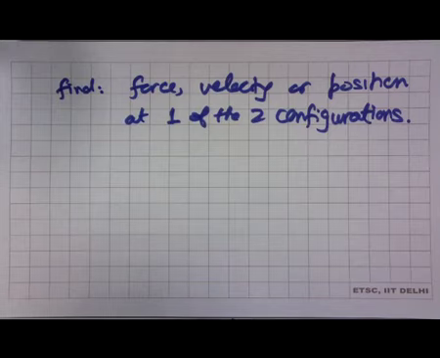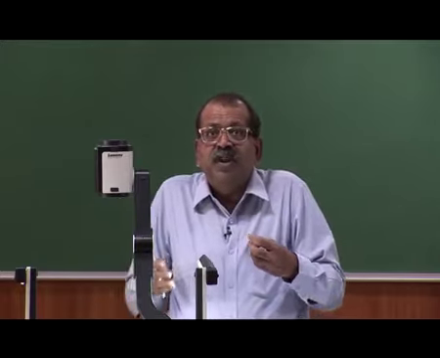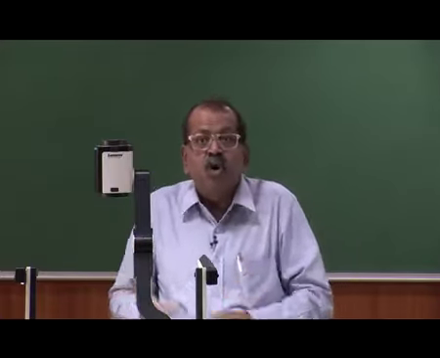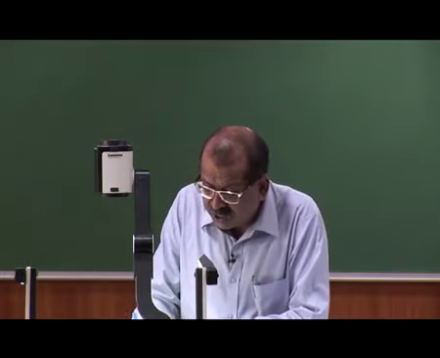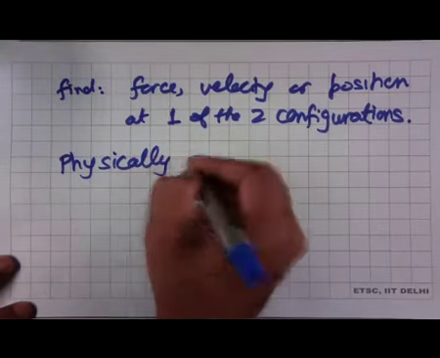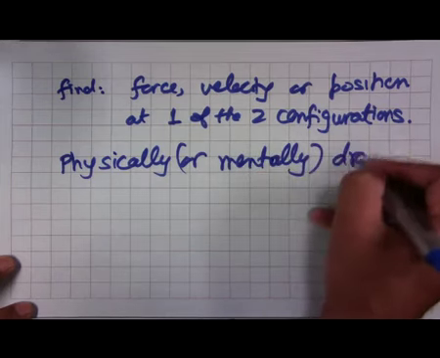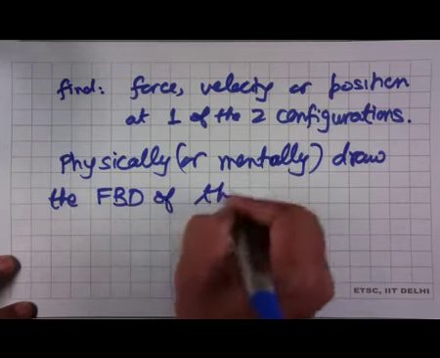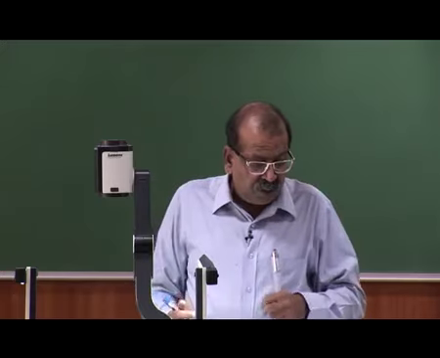Now, what are the advantages? When we start any problem, we want to know whether we can use the work energy method, will it be useful or not, or should we use Newton's law. So, the first thing you do, physically or sometimes just mentally, is draw the free body diagram of the particle. So, the particle which is moving, the block which is moving, you draw the free body diagram.